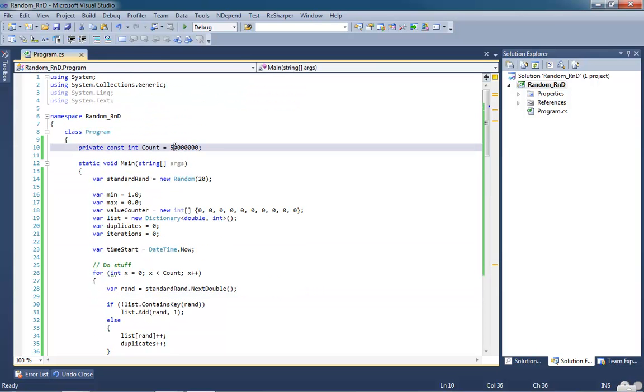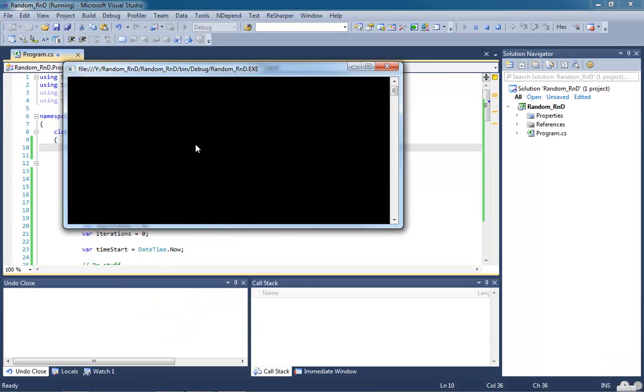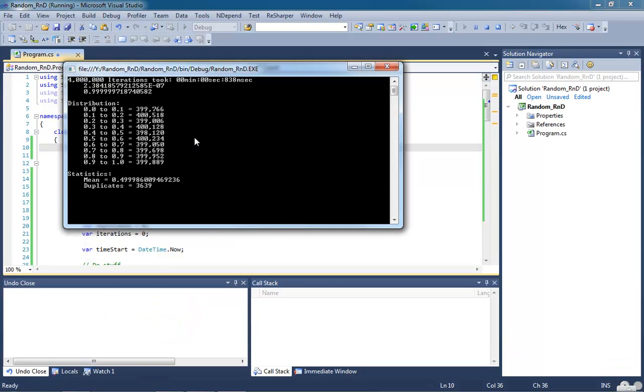But let's drop back down to 4 million. 40 million? No, 4 million. Everything starts balancing out. So the trend is the more numbers that you're getting, the more accurate representation you're getting, because you've had more chances of going through. But at 4 million, we're at 3,600. Yeah, the numbers are really jumping up there. Yeah, this is exponential. The larger these get, they get larger and larger.